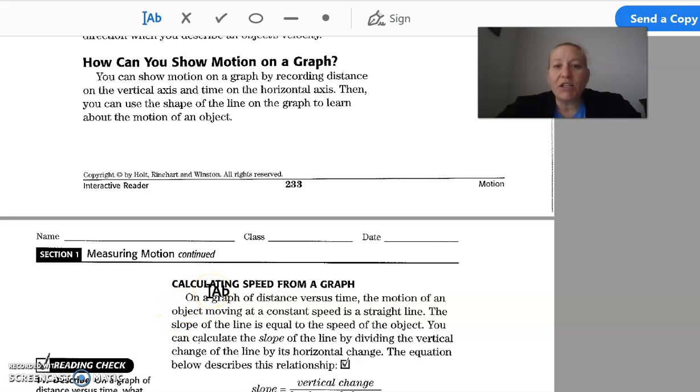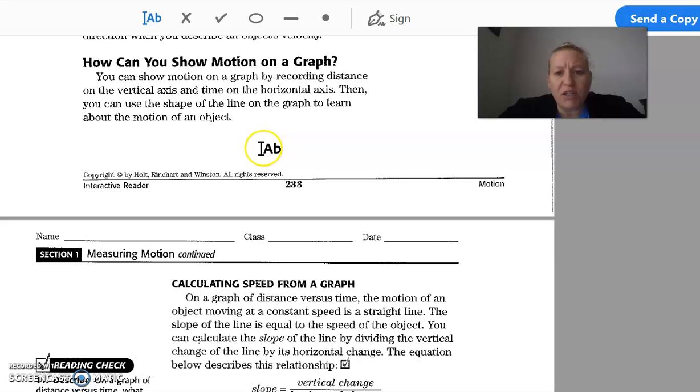Hello, let's continue with part 2 of chapter 11.1, motion. All right, before we talked about the difference between speed and velocity, now let's talk about how we show motion on a graph. How can you show motion on a graph?